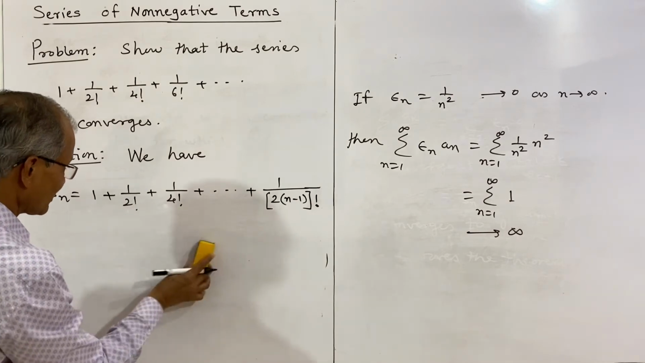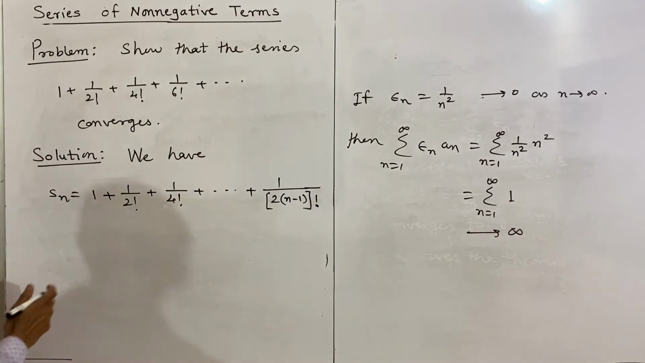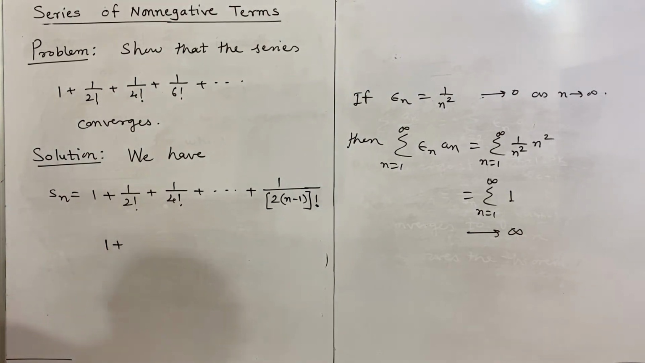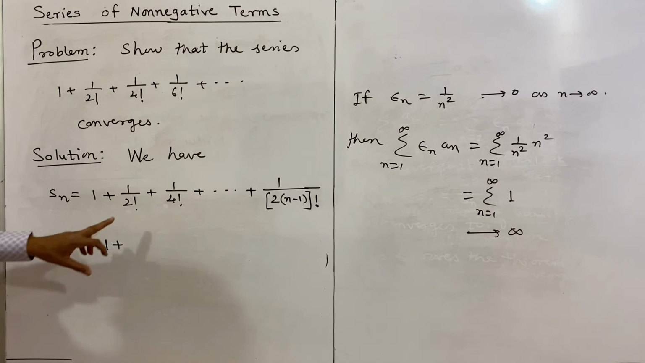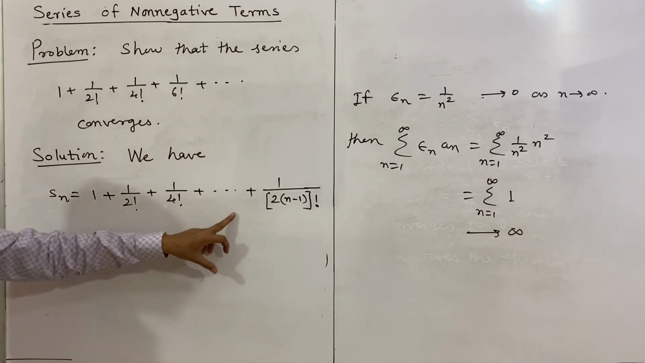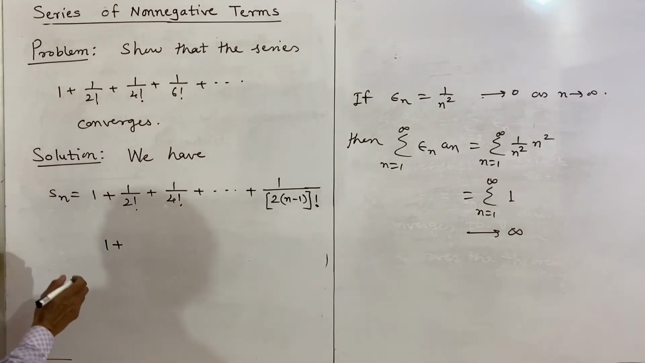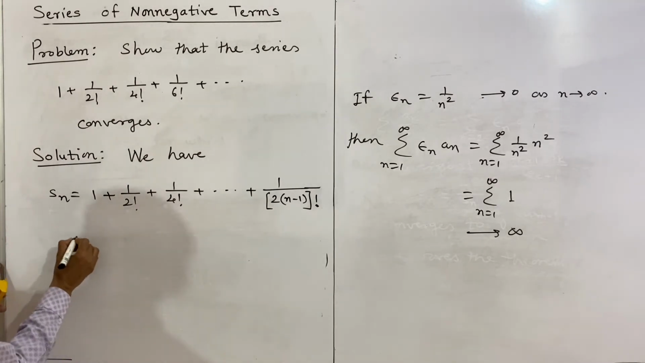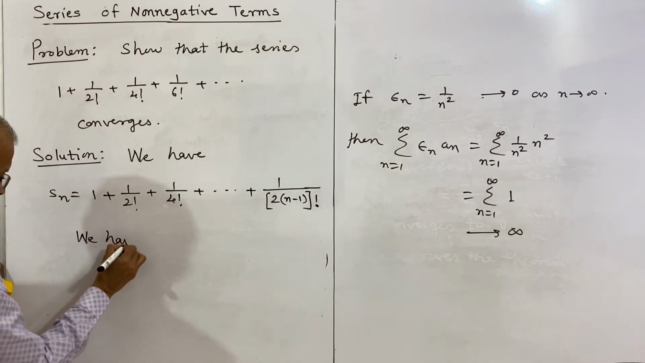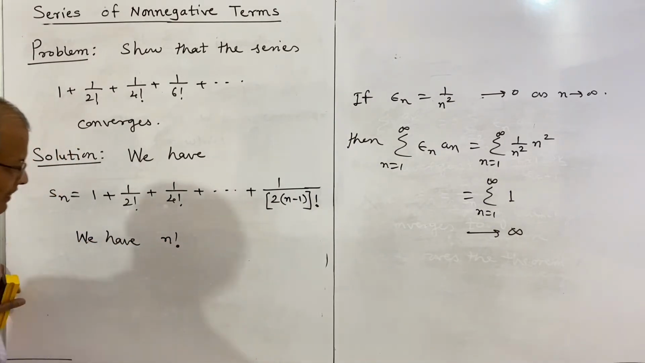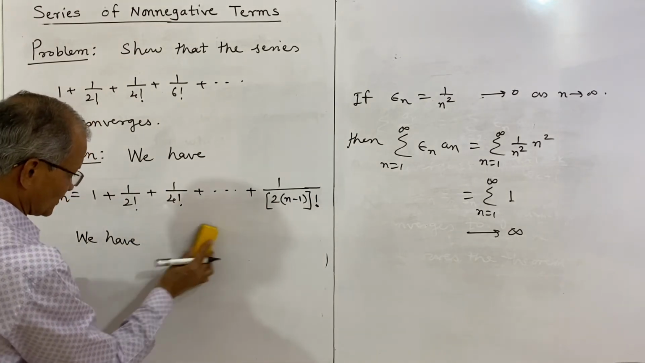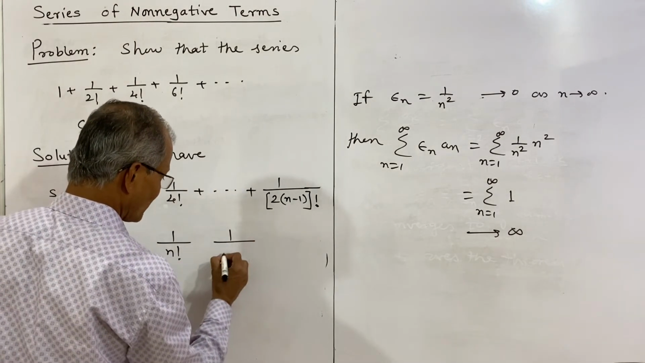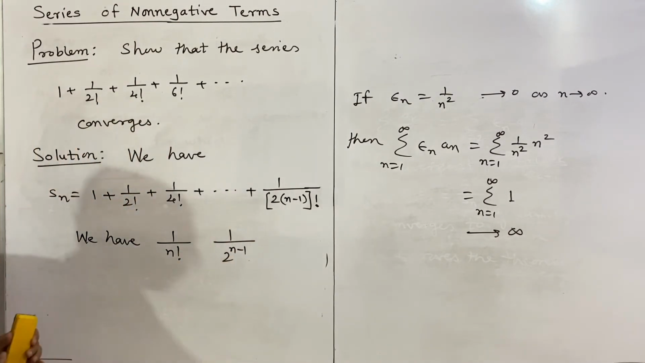And this Sn now can be written as 1 plus 2 factorial, 4 factorial, etc., and we shall use a relation like this. We have 1 upon n factorial, and the relation is 1 upon n factorial versus 1 upon 2 power n minus 1. What is the relation between these two?